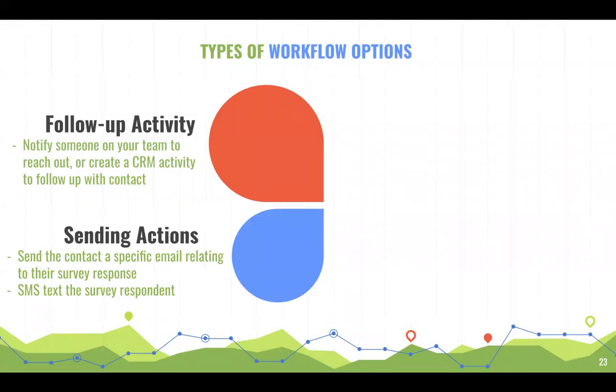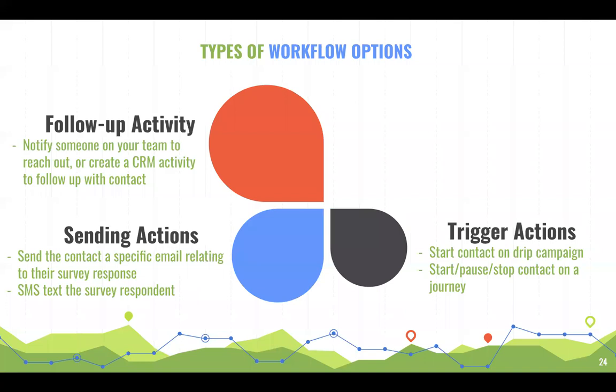Next, you can also do any of the sending actions. Sending actions would be to send the respondent any item of value that you wanted to then send them through the workflow. So this can be emails, SMSs, you can direct them to a thank you URL or send them anything from the workflow once it is triggered.